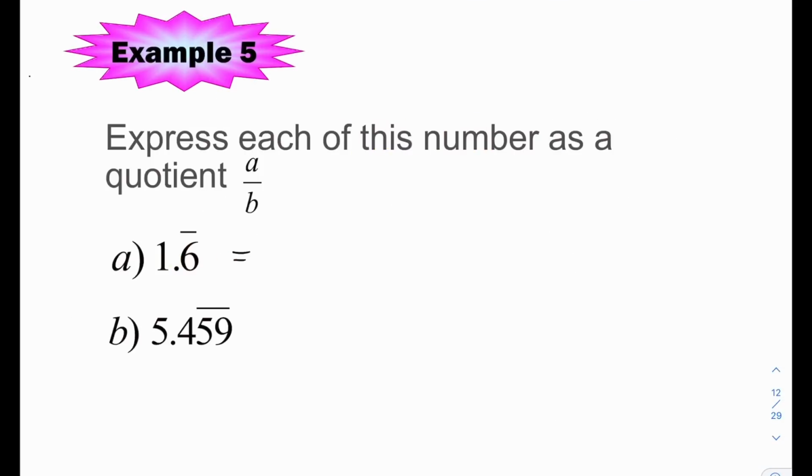Example 5. Express each of these numbers as a quotient a over b. For a, we have 1.6 bar. 1.6 bar means 1.666, so 6 is repeating. And then for b, 5.459 bar. If you look at the question, 5 and 9 contain the bar. So this equals 5.4595959 triple dots, meaning that 5 and 9 are repeating.